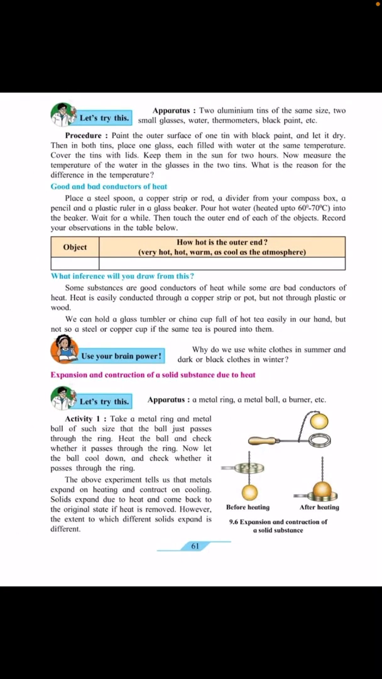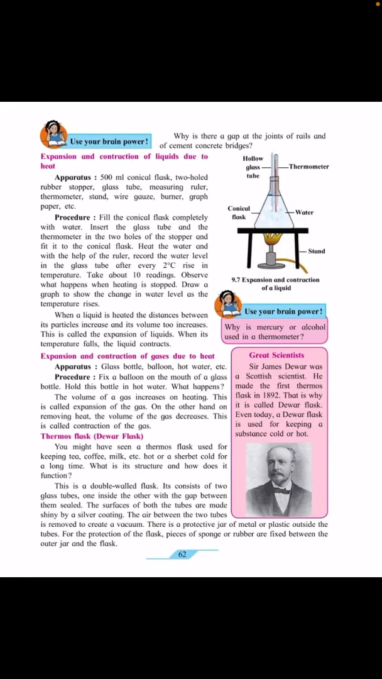Now on the next page, the concept of good and bad conductors of heat is given. So learn the definitions and what they are. Try to understand it. Next, in the next paragraph, expansion and contraction of solid substances due to heat occurs. A simple experiment of the ring and ball experiment is given there. So just go through it. Read it and you'll understand it.